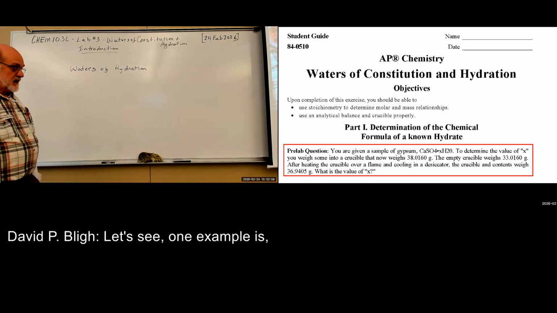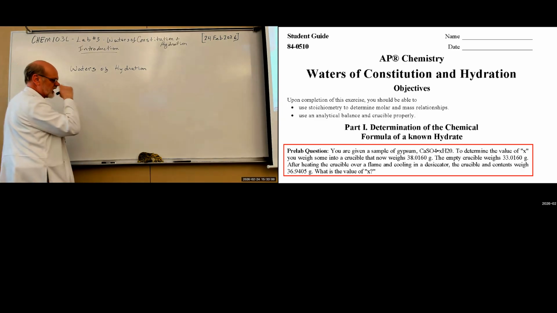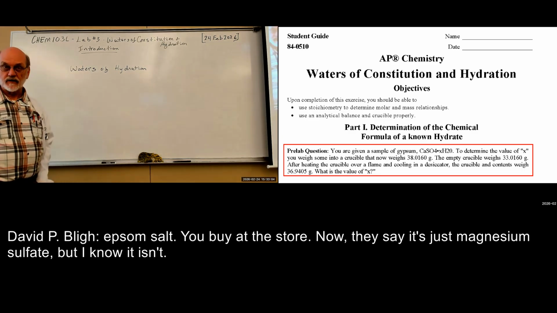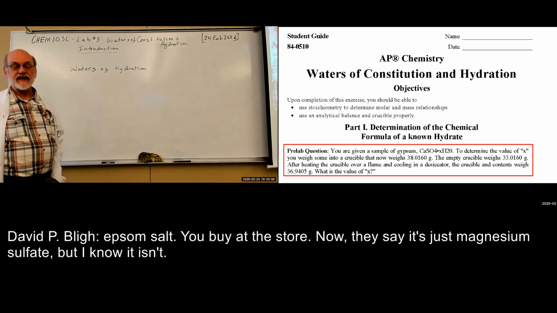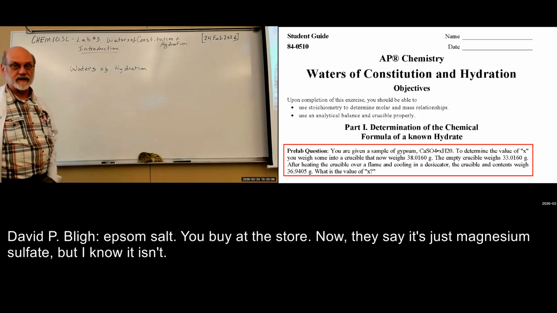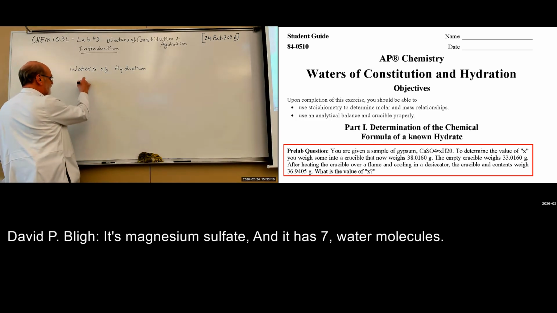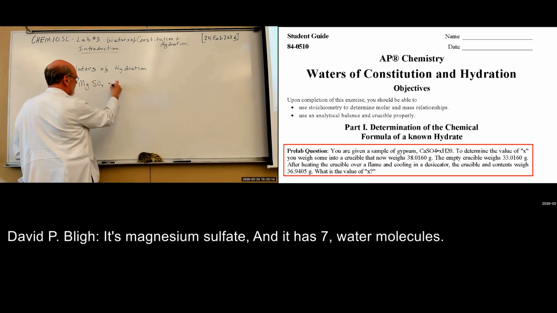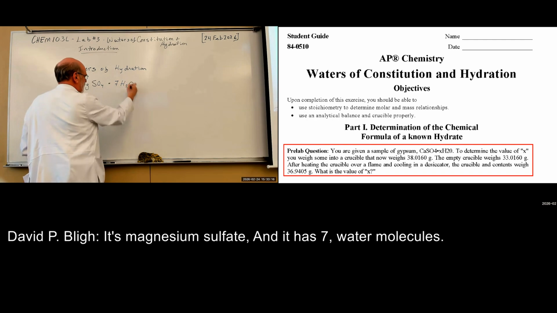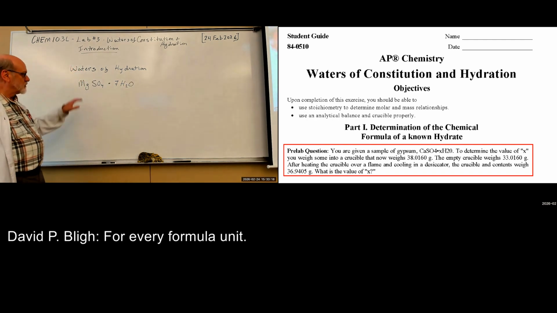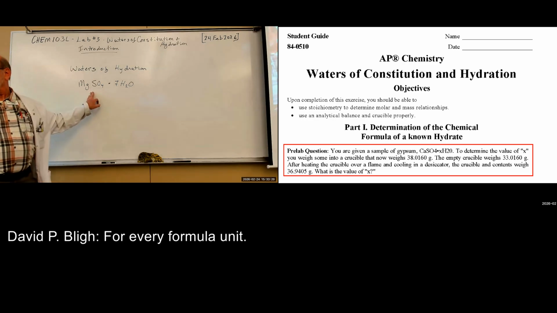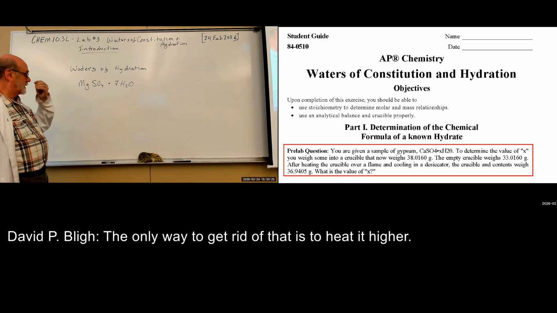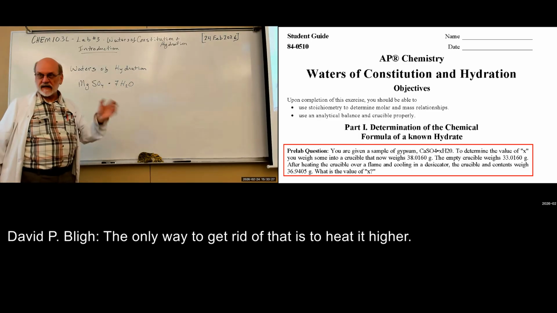Okay. Let's see. One example is Epsom salt. You can buy it at the store. Now they say it's just magnesium sulfate, but I know it isn't. It's magnesium sulfate, and it has 7 water molecules for every formula unit. Okay, that's a lot. The only way to get rid of that is to heat it higher.